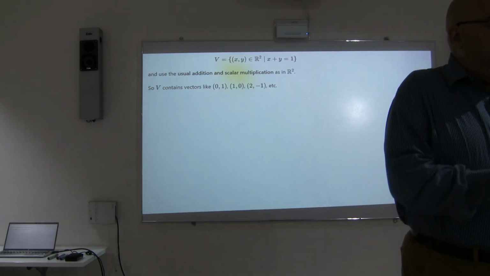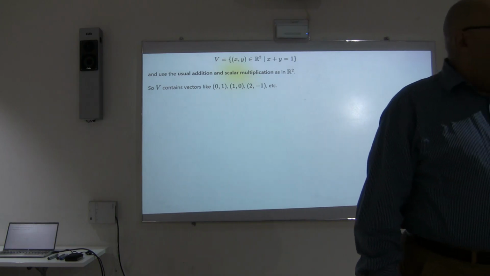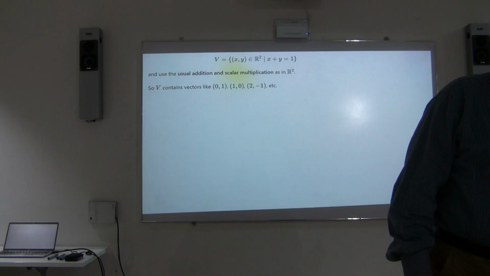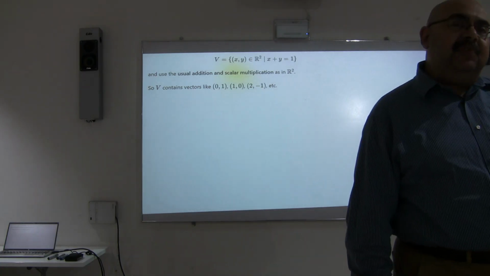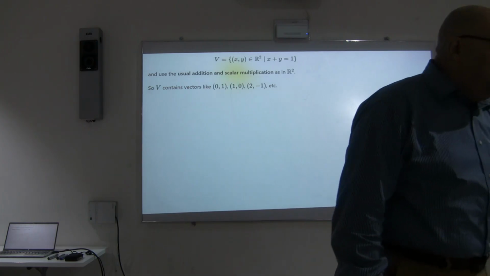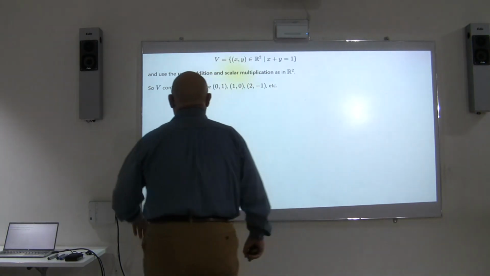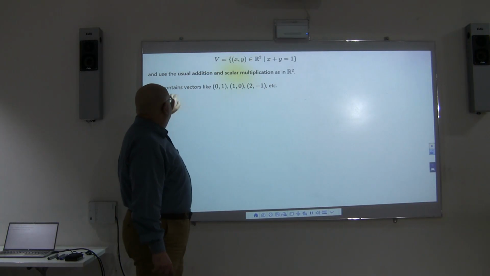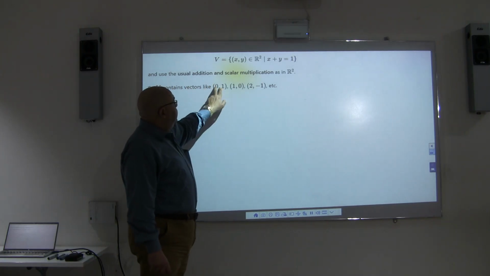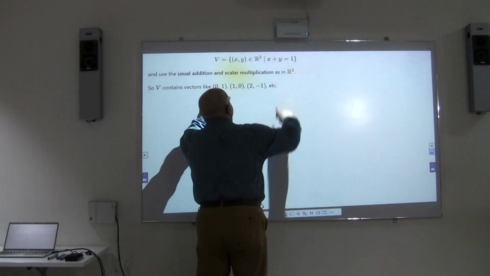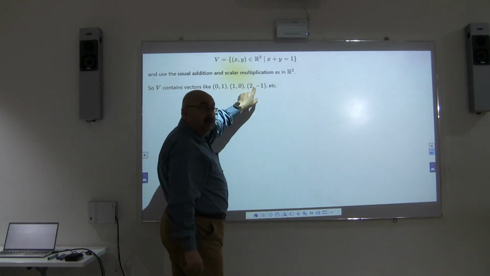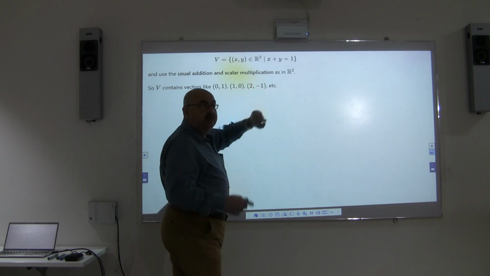When you add them together, the result will be 1. It's like (0, 1). Once you add them, the result will be 1. It's like (half, half). Once you add them together, the result will be 1. That's the condition. So the set V contains vectors like (0, 1), which adds to 1; (1, 0), which adds to 1; (2, -1), which adds to 1; and (5, -4), which adds to 1.